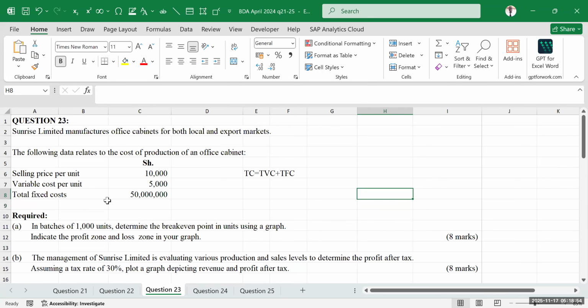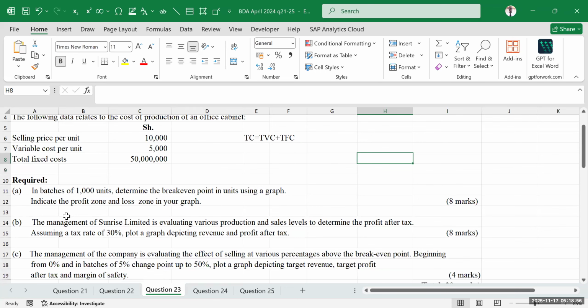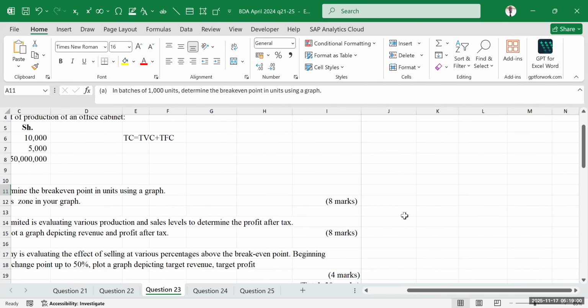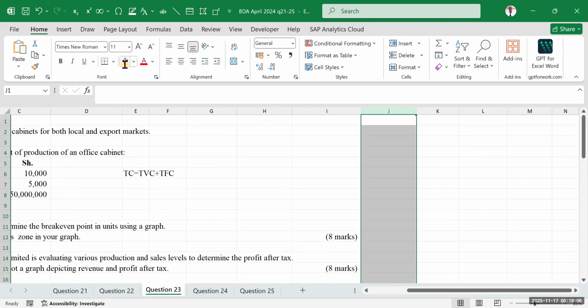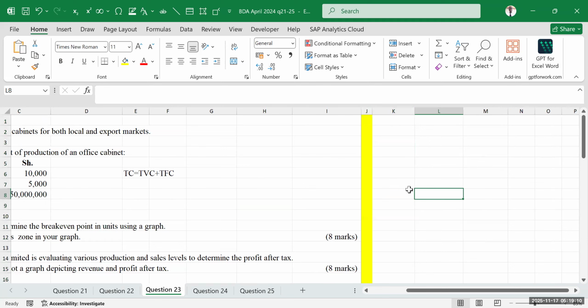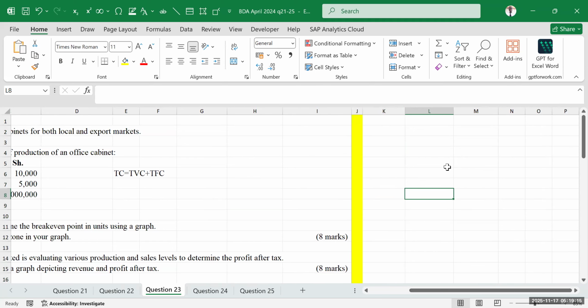So again, we are being told about break-even in units, break-even point in units. So that also should tell us to remind ourselves about what this break-even point is. And we know break-even point is the point where you are neither making a profit or loss. It is a point that you are breaking even.